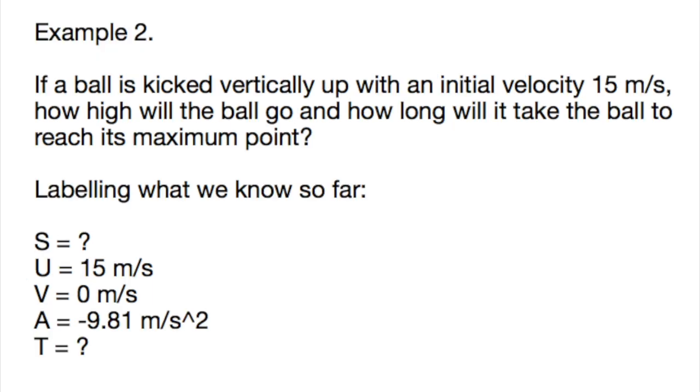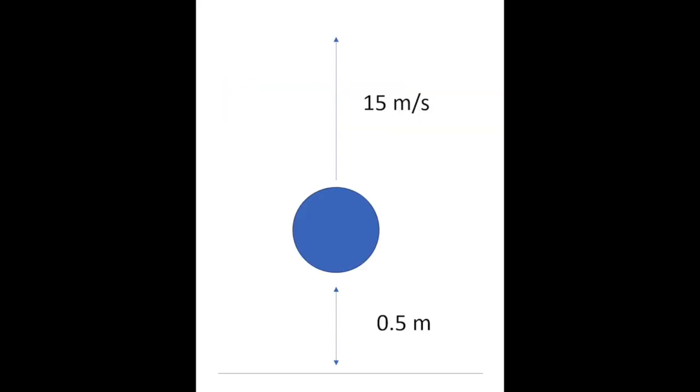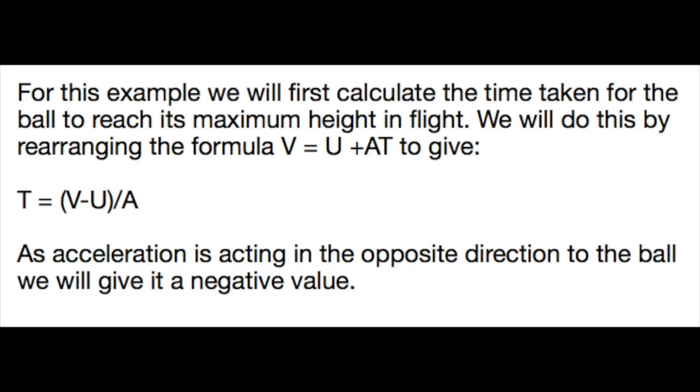In this example, a ball is kicked vertically upwards with a velocity of 15 meters per second. We will calculate the maximum height of the flight of the ball and the time taken to reach that point. We will first calculate the time taken for the ball to reach its maximum height in flight. We will do this by rearranging the formula v equals u plus at to give t equals v minus u over a. As acceleration is acting in the opposite direction to the ball, we will give it a negative value.